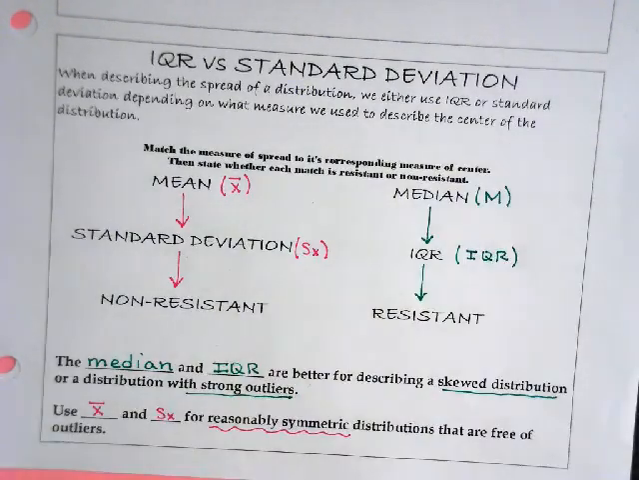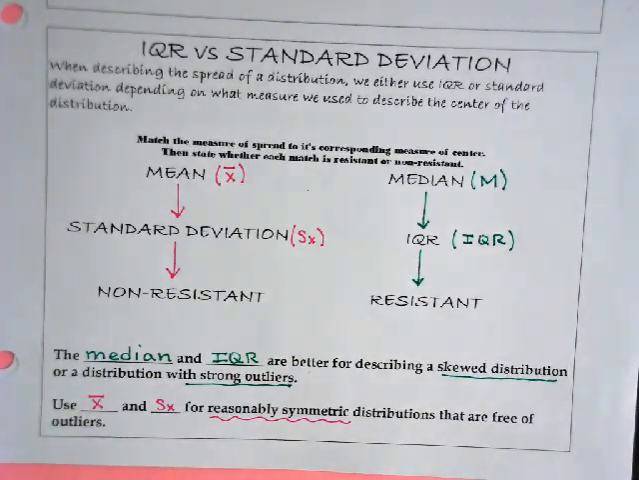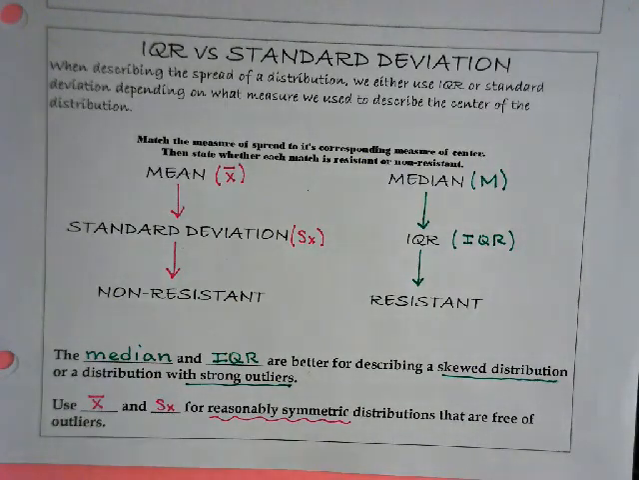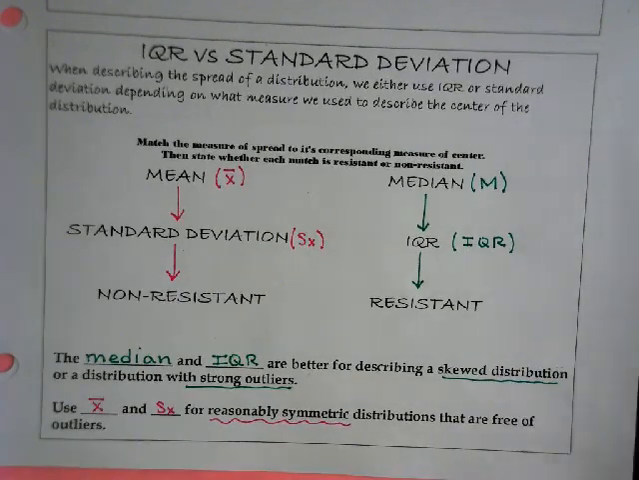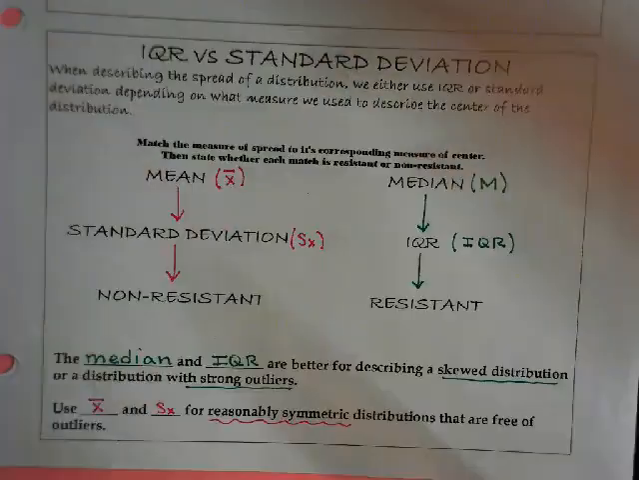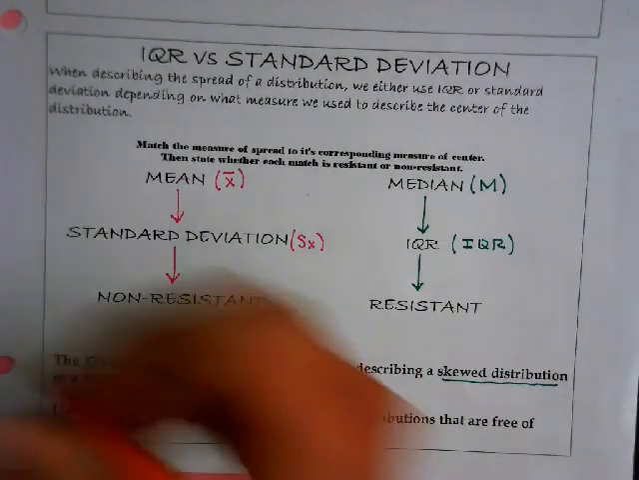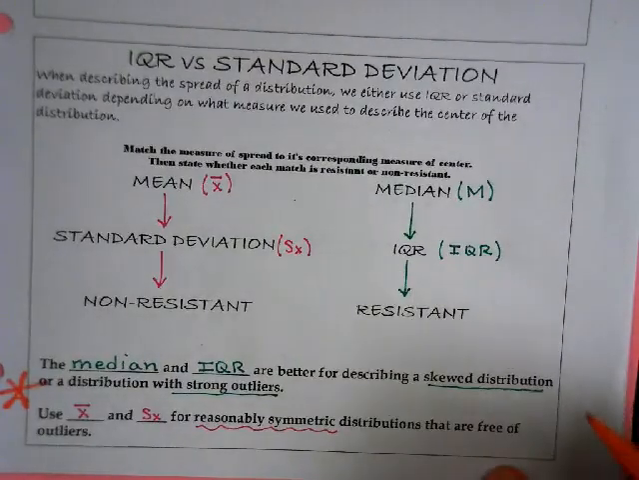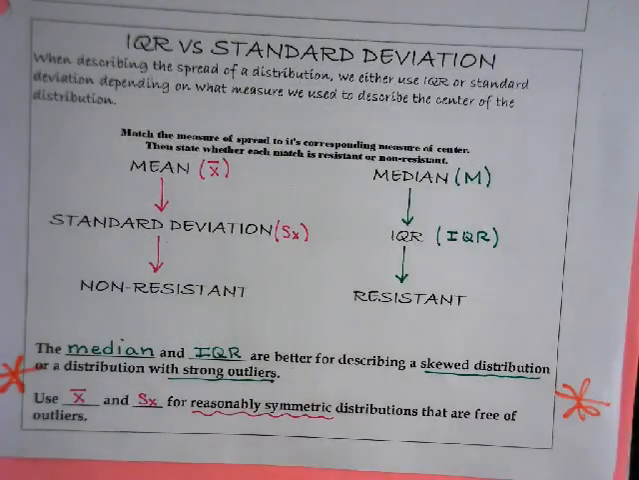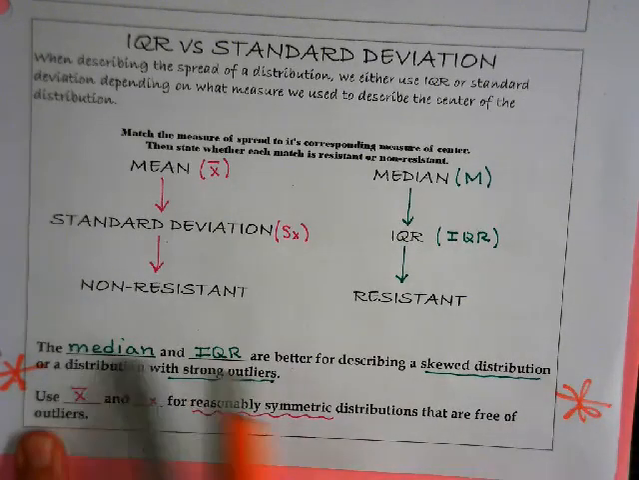That idea down at the bottom, somehow get it cemented in your head. I will ask questions that refer to that idea. I may not specifically ask which ones you should use for a skewed distribution, but if I give you a skewed distribution and then I say find the center and the spread, you better give me the median and the IQR. If you give me the mean and the standard deviation, you won't get the correct answer.